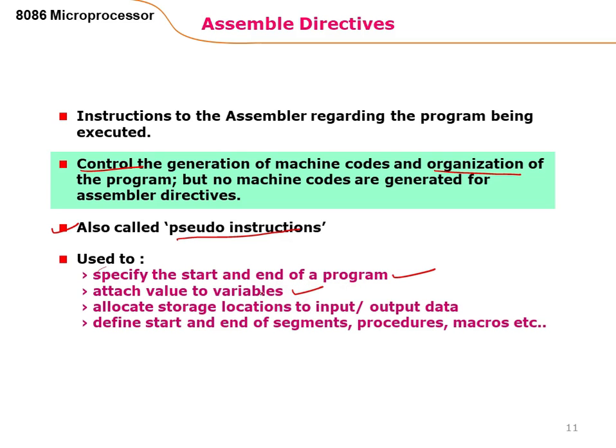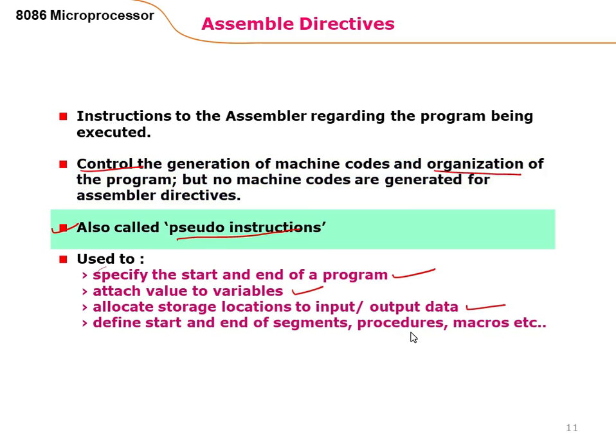We can define the variable and assign the value. Allocate storage location to input and output data. So at the start of the program we can assign a particular location to store the input and to store the output. It also defines the start and end of the program, and the start and end of a segment, subroutines, procedures or macros can be defined.